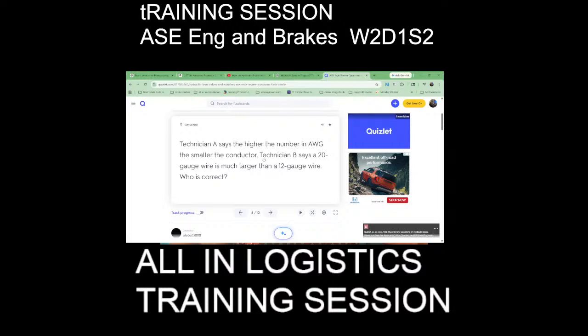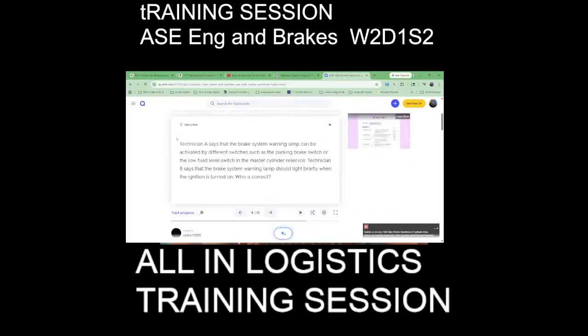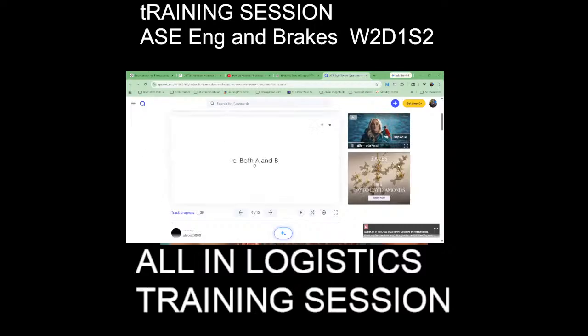The higher the number of AWG, the smaller the conductor. It can be activated by different switches such as the reservoir. Technician B says that the brake system warning lamp should light briefly when the ignition is turned on. Both are right.